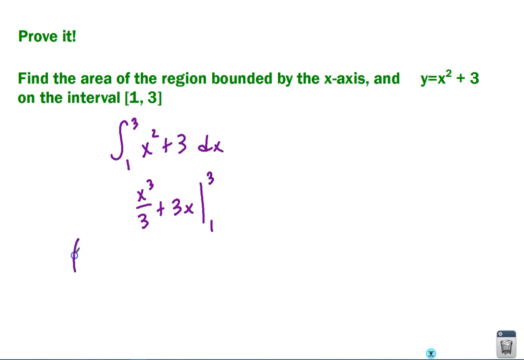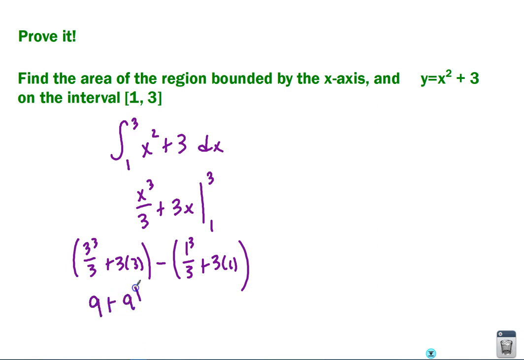I would plug in 3. So 3 cubed over 3 plus 3 times 3 minus 1 cubed over 3 plus 3 times 1. And so then you end up with 9 plus 9 minus 1/3 plus 3. And this is going to end up with 9 plus 9 minus 10/3, so 44/3. Okay?